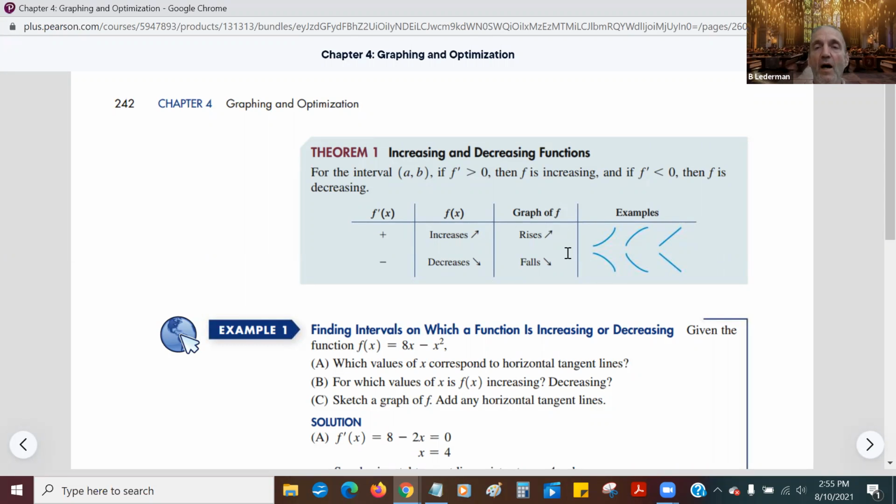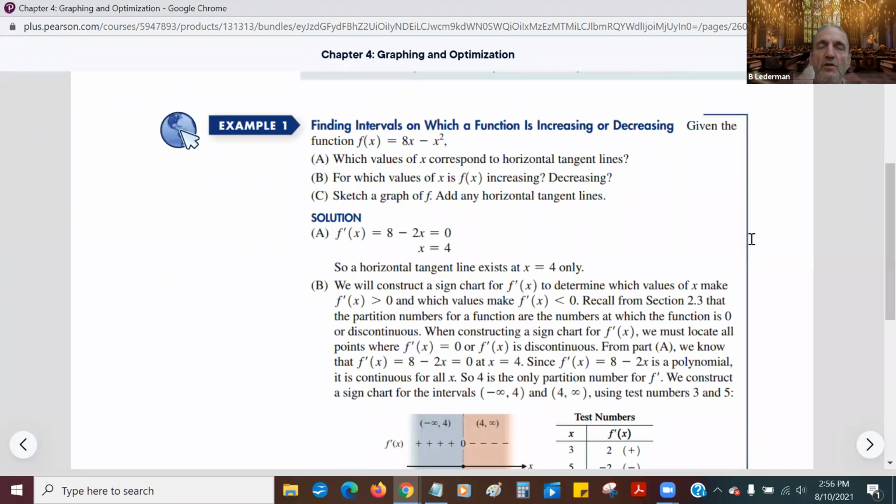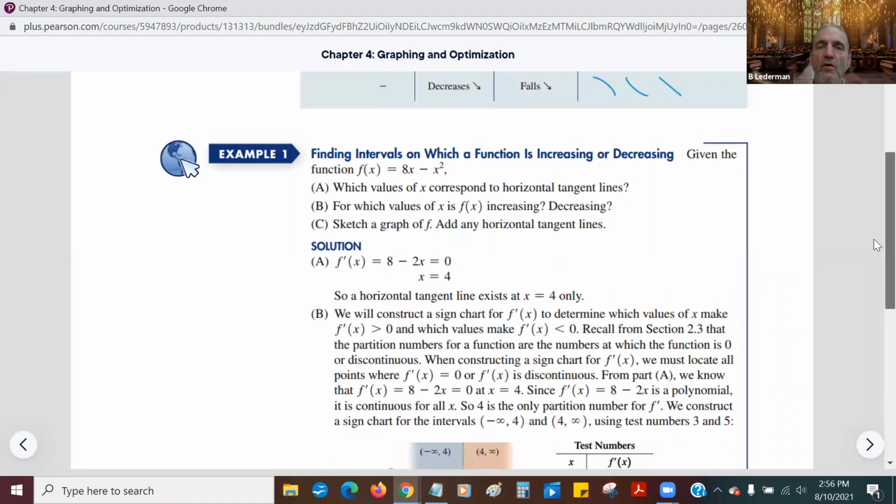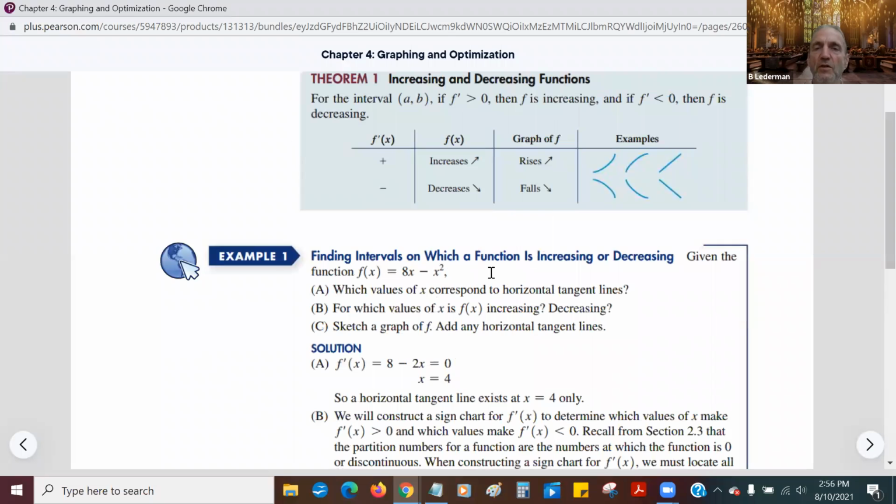These are examples of rising graphs and falling graphs. Again, we're interested in the original function, the original f of x, but we're looking at the derivative, f prime of x, to tell us. So we're looking algebraically at the derivative to tell us graphically what's happening with the original function f of x. Let's just do an example, and you'll get an even better idea. So we want to find the intervals on which this function is increasing or decreasing. Our function is f of x equals 8x minus x squared.